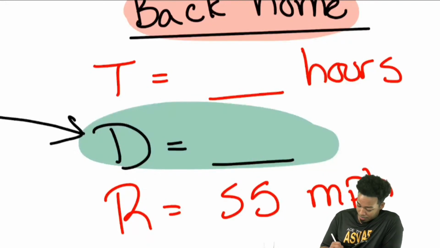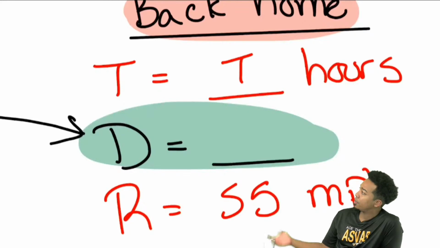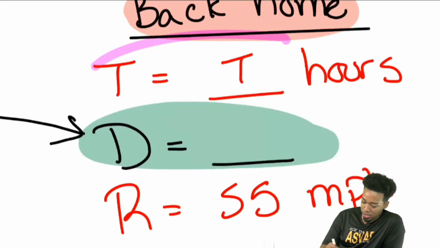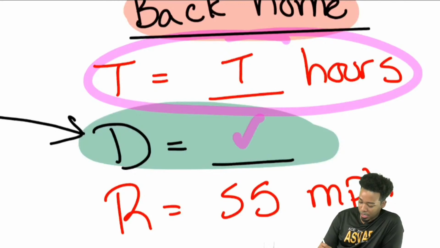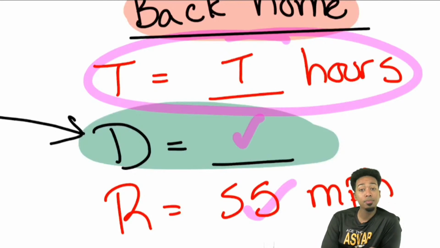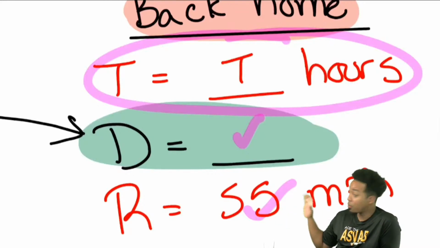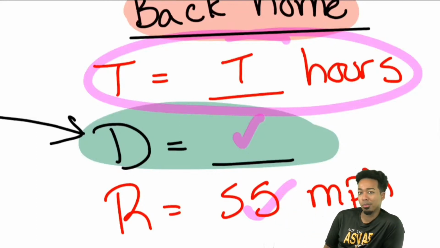I'm looking for time, so I'll put T equals T hours. But everybody, look, if I want to solve this, isn't it true that if I'm solving for time, I need this and I need this? Isn't it true that I need the other pieces of information if I want to find the missing piece? Right. What's the problem here, though? If I want to solve for time, what is the problem?